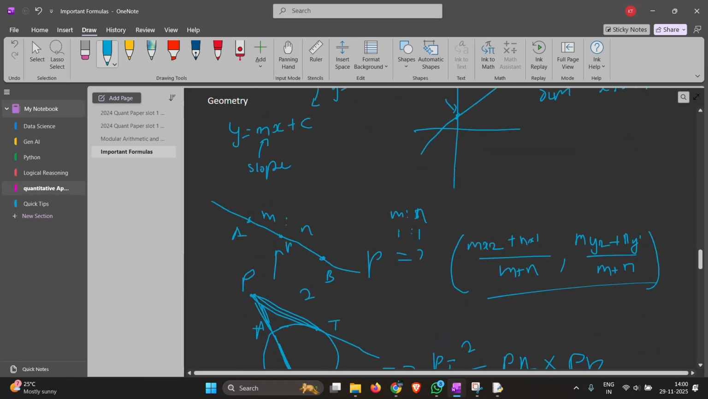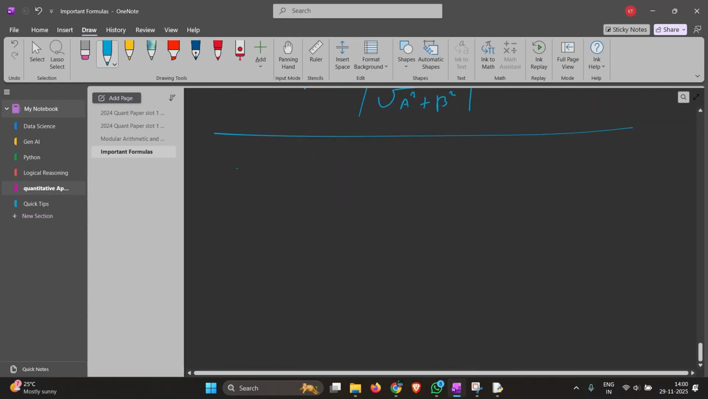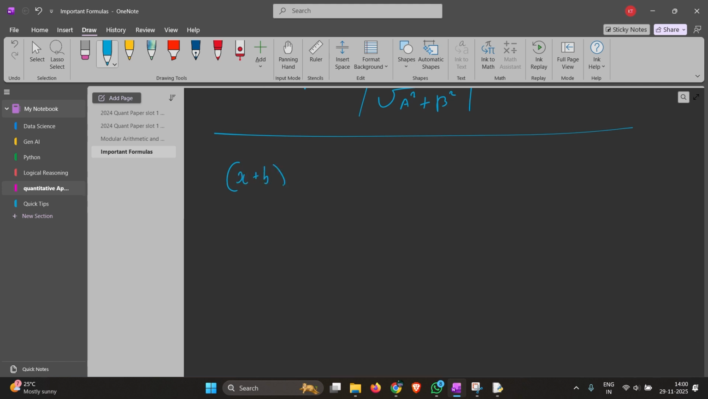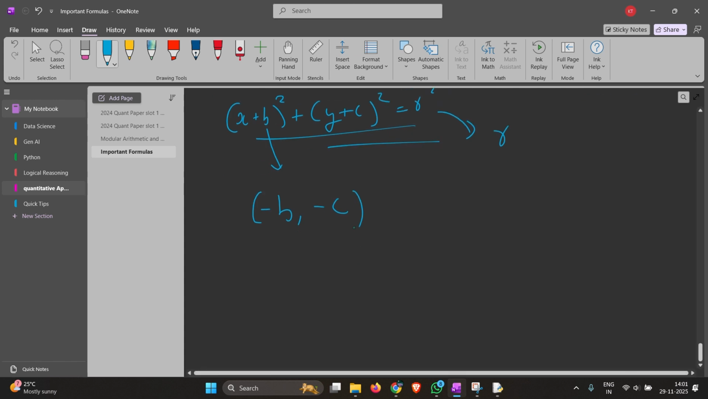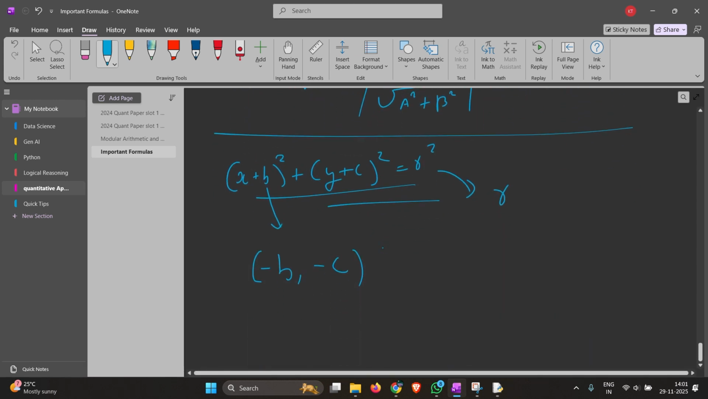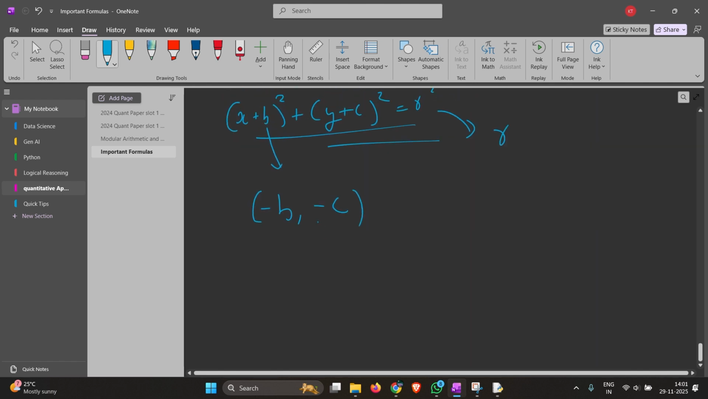A lot of students might forget that if you have an equation, let us say (x plus b) whole square plus (y plus c) whole square equals r square, this is a general equation of a circle for which the radius is r and the center is located at (minus b, minus c) and not (b, c). So very small mistakes like this. So it's great if you go through and review these formulas before going to the exam so you can avoid such mistakes.